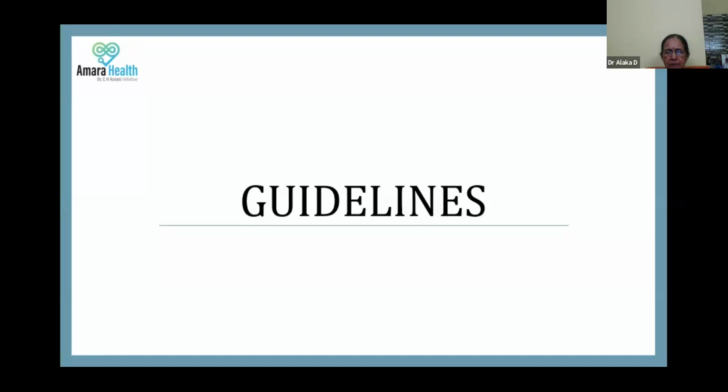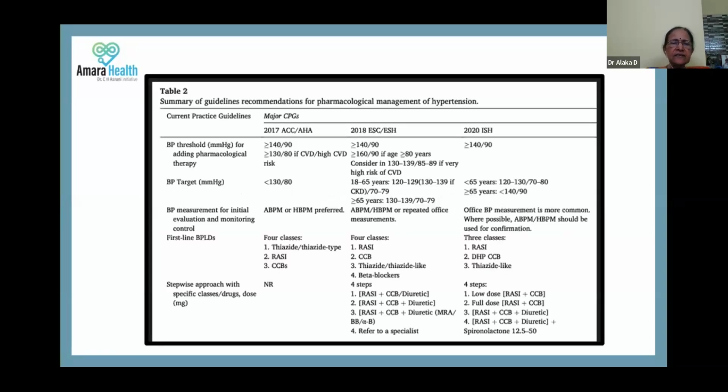I always tell the people that antibiotics have a fixed dose and duration, but that is not so for diabetes and hypertension. So monitoring is very, very important, and therefore call the patient at least once a month to check the blood pressure. Now these are the guidelines, as you can see here. These are the guidelines recommended for pharmacological management of hypertension. In detail, they have given you what should be the threshold and what is the target.